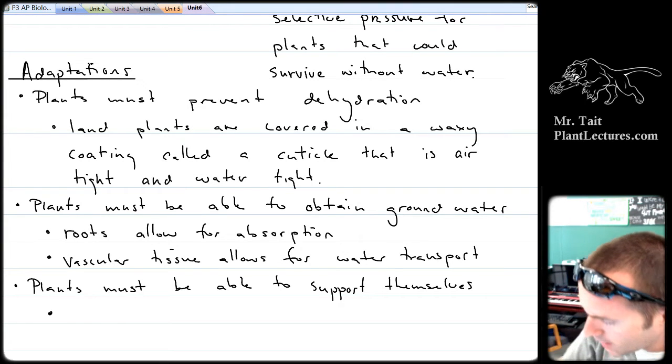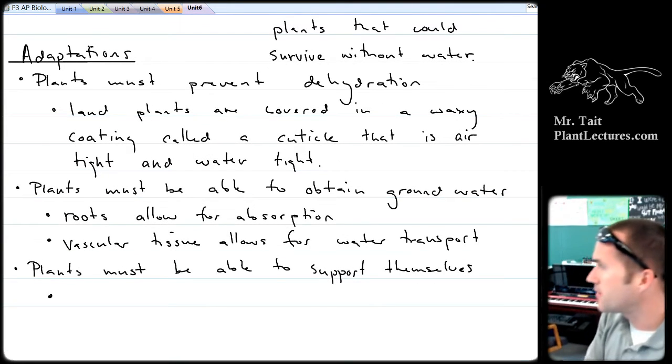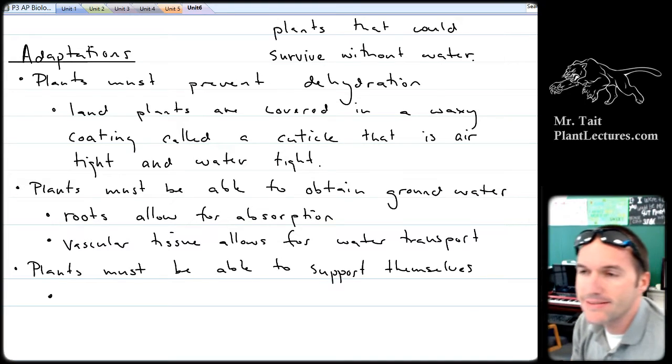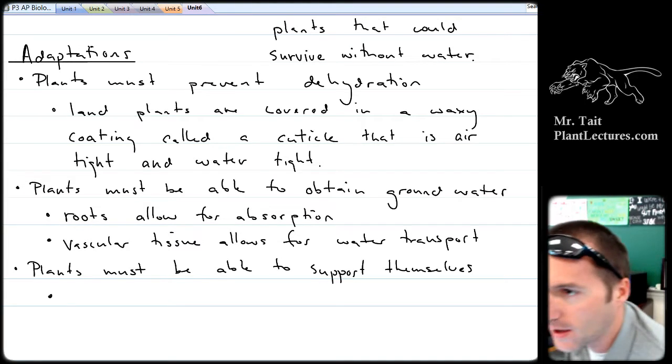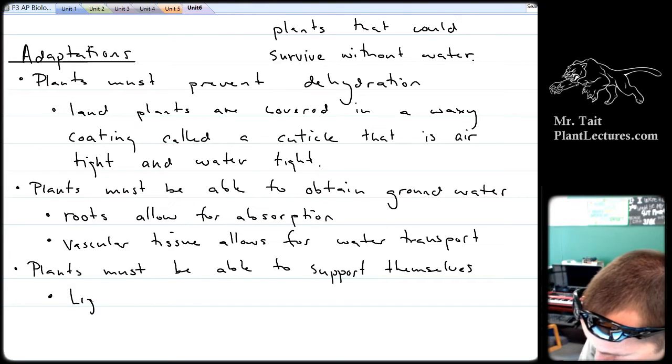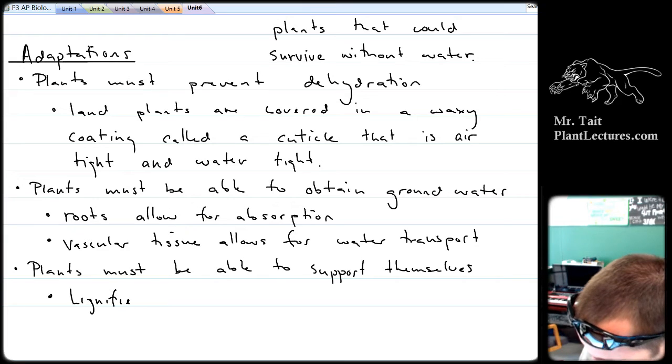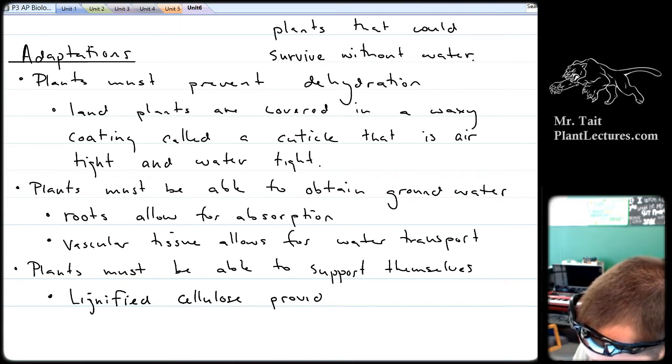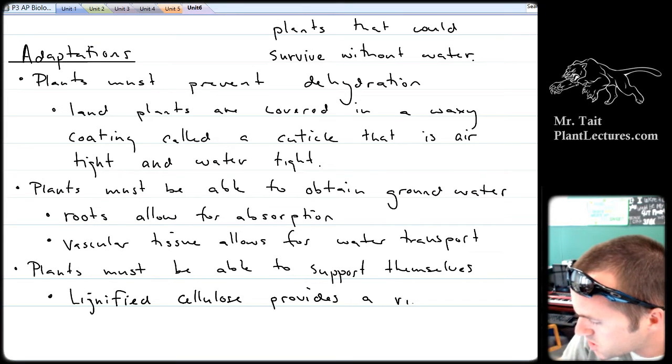And so there's this compound that's called lignin, and lignin is going to take normal cellulose compounds and make them rigid, right? We call this lignified tissue. Lignified cellulose provides a rigid structure.